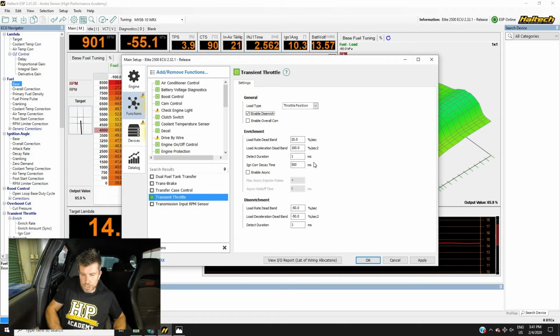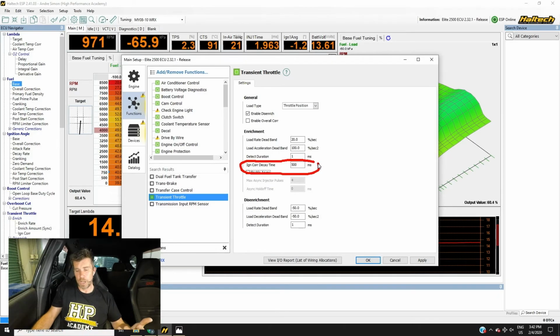We've got our ignition correction decay time. We're not going to be talking here much more about our ignition correction, but that, as its name implies, is how long our ignition retard will be decayed over, in this case 500 milliseconds or half a second.